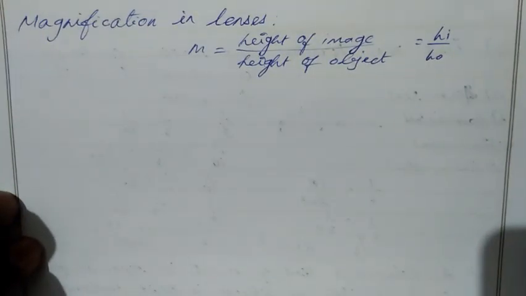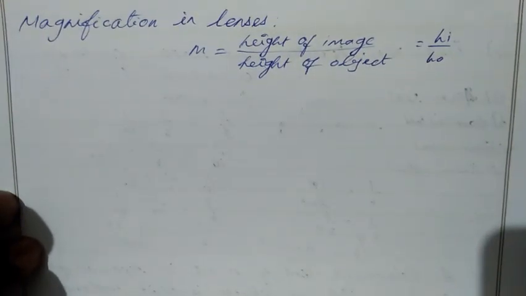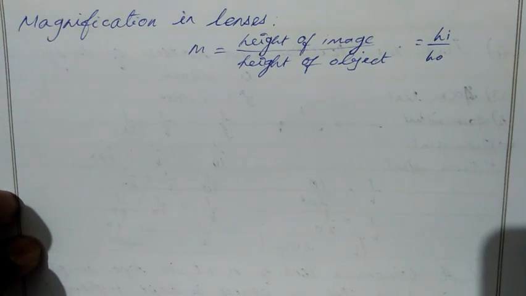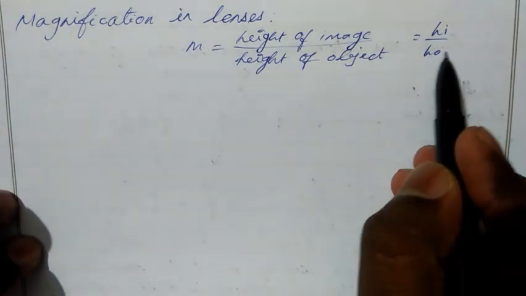Hello students, in this class we are going to discuss magnification in lenses. I hope you already know about magnification. Magnification is the ratio between the height of the image to the height of the object, Hi to Ho.